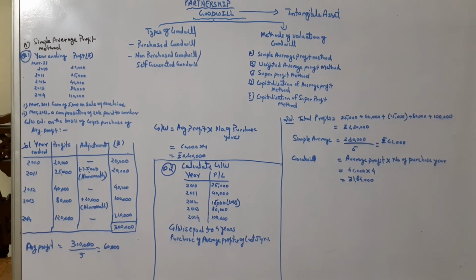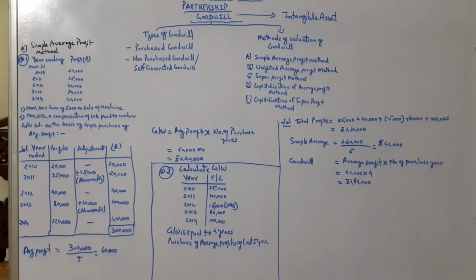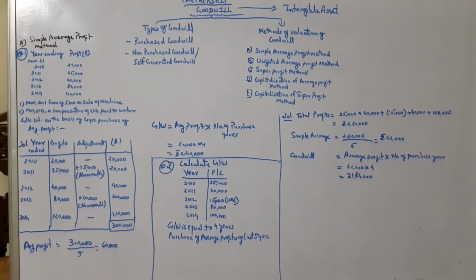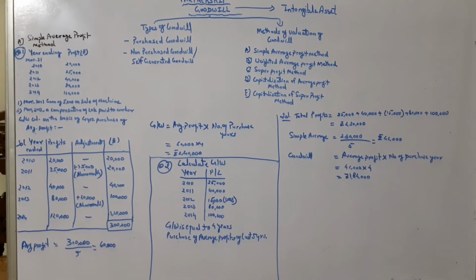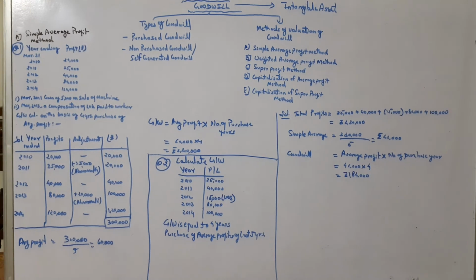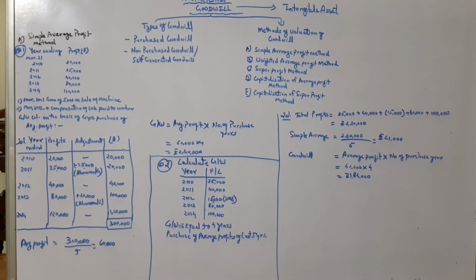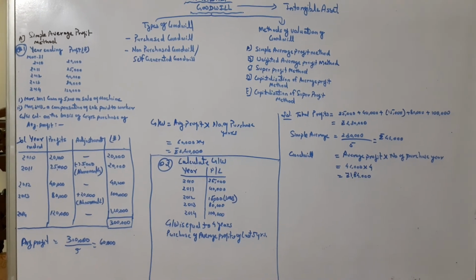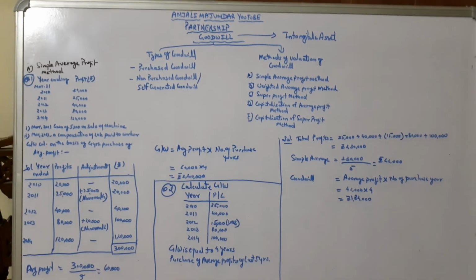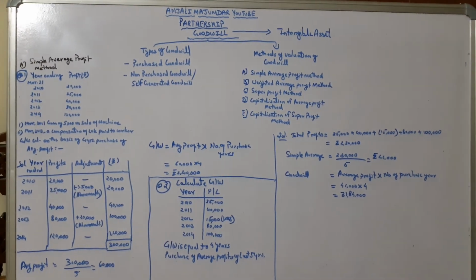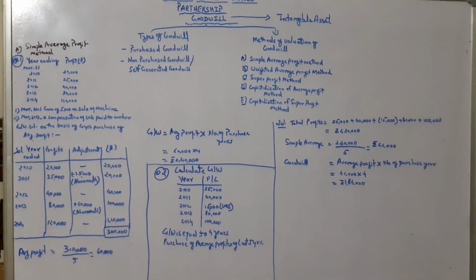Now this simple profit must be divided by the number of years mentioned in the question. So the number of years is 5: 2010, 11, 12, 13, 14. That means 5. So 3 lakh divided by 5 gives you 60,000. Here you got your average profit. After that, to calculate goodwill, this average profit must be multiplied with the number of purchase years, which is mentioned in the question as 4. Therefore 60,000 multiplied by 4 gives you 2,40,000.